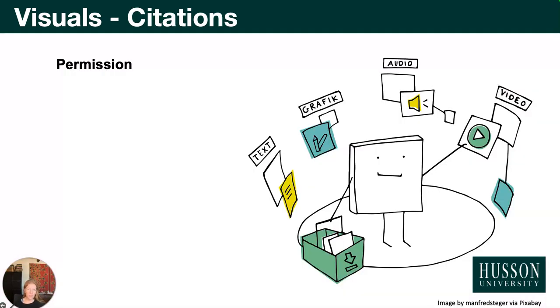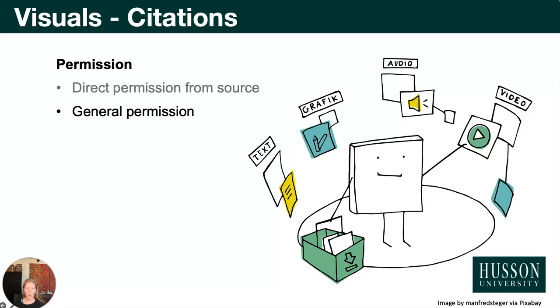So as you are using visuals, it's important that you are citing them as well. And of course, the first step of that is to make sure that you have permission to use the visual. So to use the visual, you need to either have direct permission from the source or there needs to be general permission provided. So just hopping online and grabbing an image does not mean that you have permission to use that image.